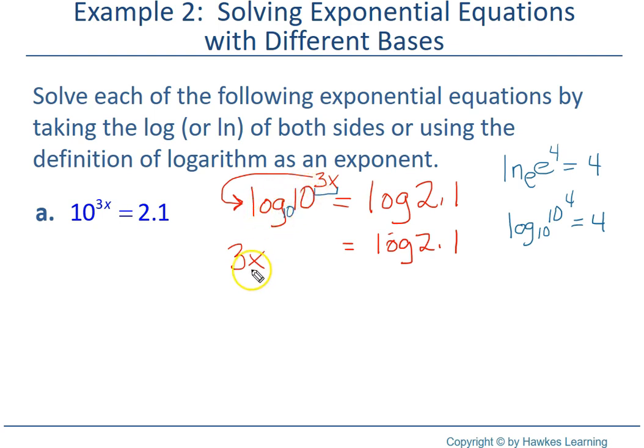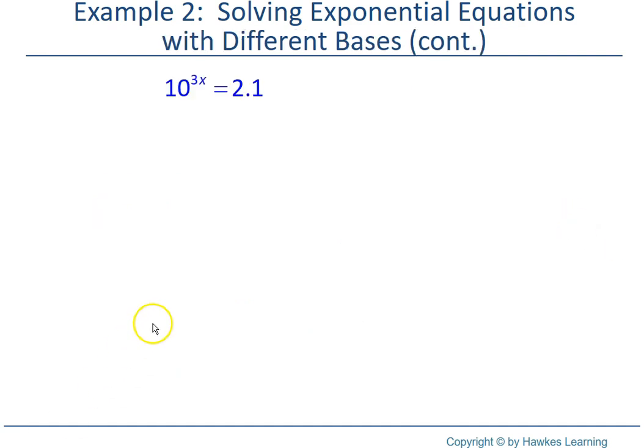But then on this side, it just becomes 3x. So now, to find the answer of what x would be, we're going to divide both sides by 3. Now this is not a log anymore. Because of this, the log part disappears. So we get x equals whatever this is on your calculator. And let me do it on mine to see what I get here.